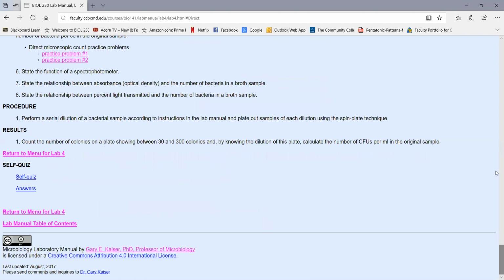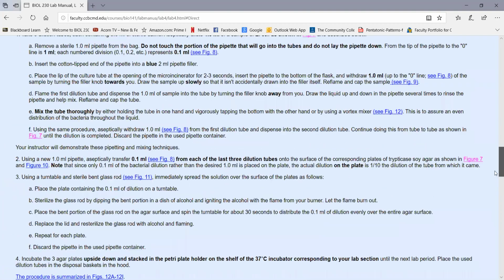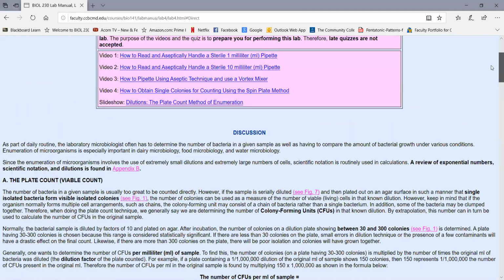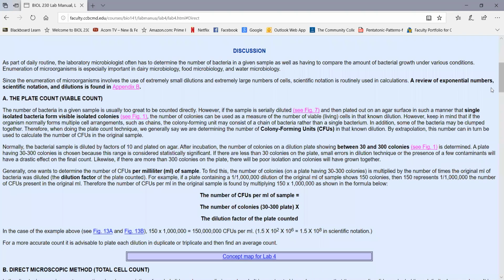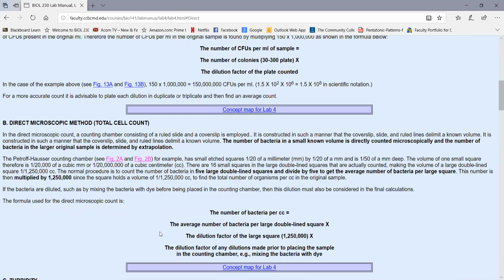So those are 2 practice problems you can do to get ready for the direct microscopic problem that'll be on Lab Quiz 1. And remember, Lab Quiz 1 covers the introduction to the lab manual and labs 1 through 4. So it'll go through up and include this lab. And that's the direct microscopic method.